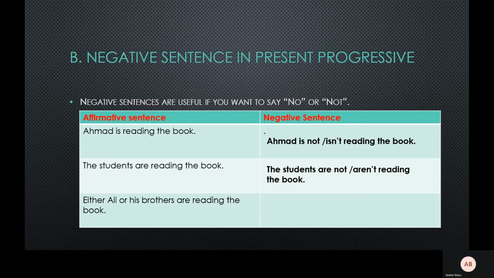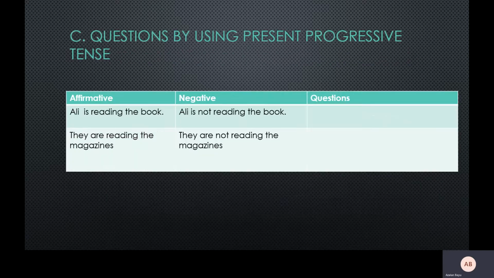All right. Number 3, either Ali or his brothers are reading the book. You can change it to either Ali or his brothers are not, or aren't, reading the book. It's very simple. You just add not between the be verb and the verb ing, and then you can produce the negative sentence in present progressive.